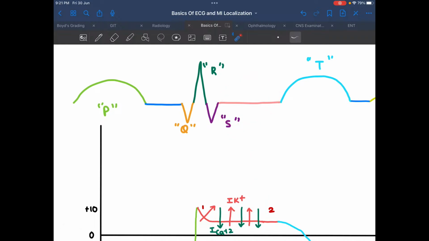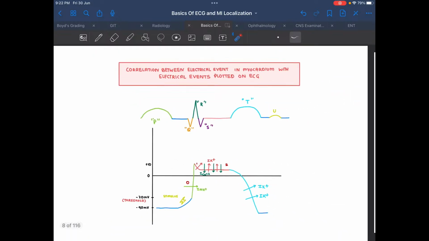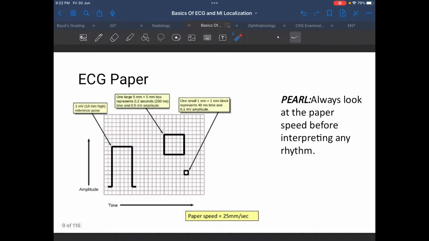And it should make sense as well, because during the plateau stage, I'm going to have a tremendous amount of calcium coming in, and that calcium will be required for your ventricular contraction. So that is the reason. All right, so let's talk about the ECG paper now.